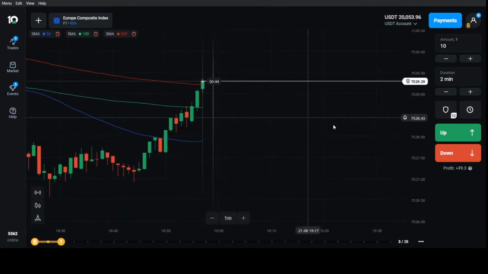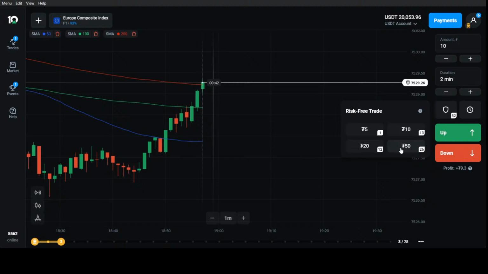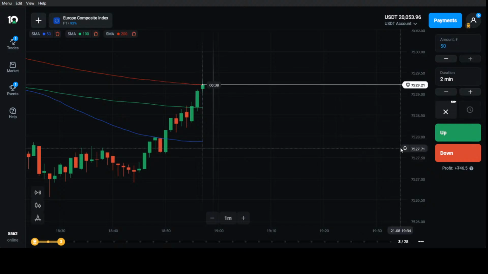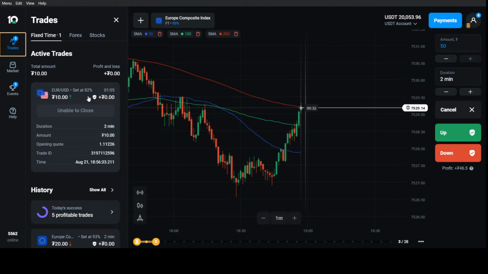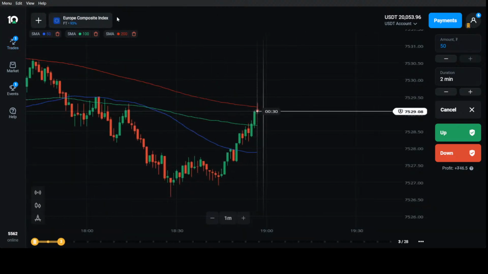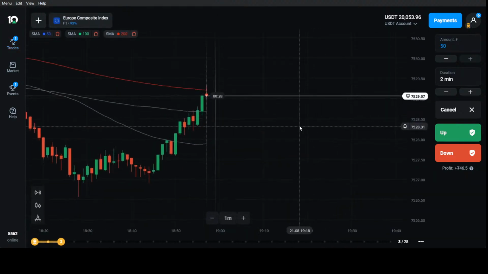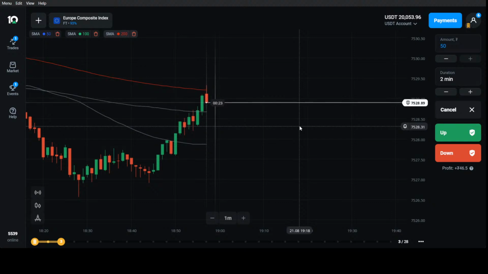Okay, here we will find a reversal, and I'm going to use my big amount of risk-free trade. I see that we will find a reversal here in Euro Composite, and that is the time I'm going to take advantage mostly and make my trade in a bigger amount. You see a red candle is forming up. Yes, yes, I get you. I totally get you.